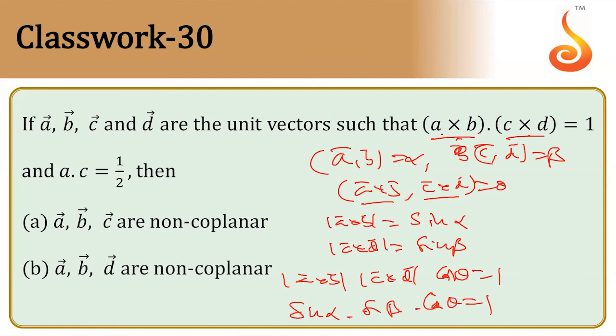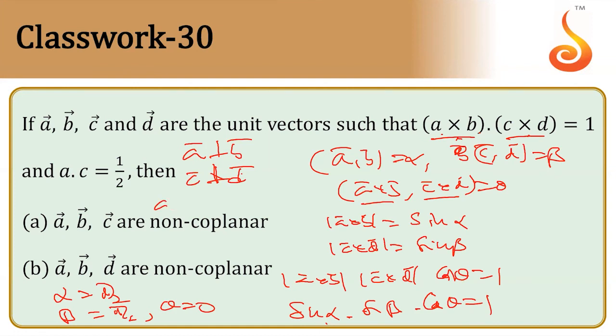The product is 1, which means alpha must be 90, beta must be 90, and theta must be 0. That means A and B are perpendicular vectors, C and D are perpendicular vectors. That is, A is perpendicular to B and C is perpendicular to D. What can you say from here? Since the angle between the cross products is 0, A cross B is parallel to C cross D.